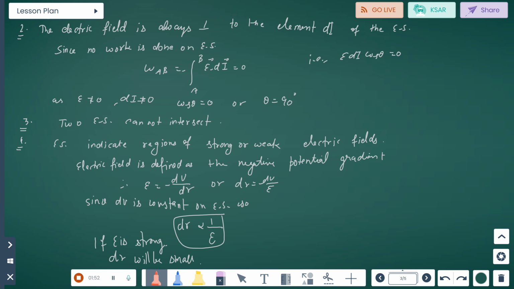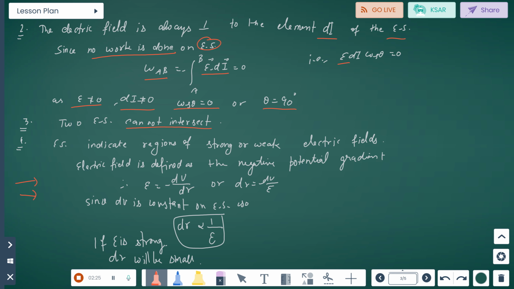Electric field is always perpendicular to the element dl of the ES. Since no work is done on the ES, ES meaning equipotential surface, W AB equals minus integral A to B of E dot dl equals 0, because E dot dl cos theta equals 0. As E is not equal to 0 and dl is not equal to 0, cos theta equals 0, or theta equals 90 degrees. Two ES cannot intersect.